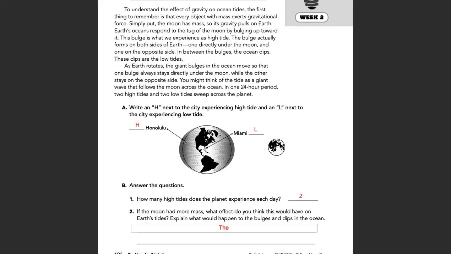So you could say something like, the tides would be even more exaggerated with higher high tides and lower low tides.